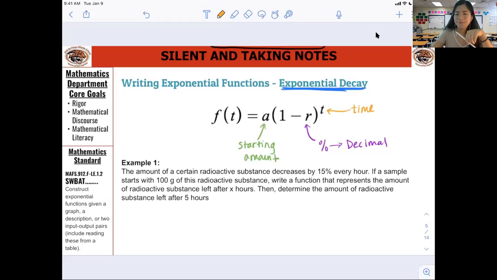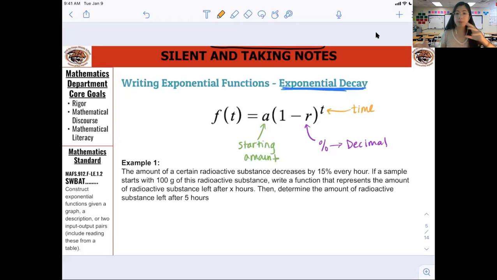The amount of certain radioactive substance decreases by 15% every hour. If a sample starts with 100 grams of the radioactive substance, write a function that represents the amount of radioactive substance left after X hours. Then determine the amount of radioactive substance left after 5 hours.